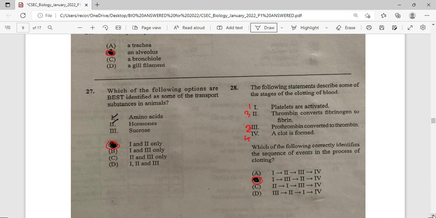27 is also an old question. We're going to give you the answer there to be A. And of course, you can stop the video if you so desire. Now, 28 is also A.